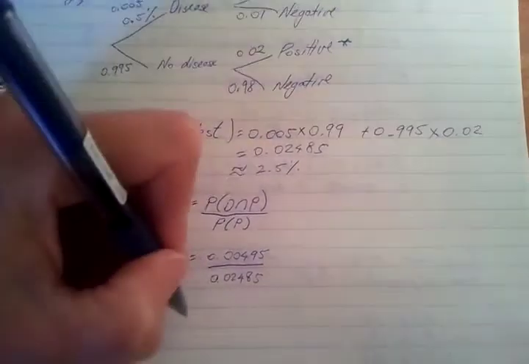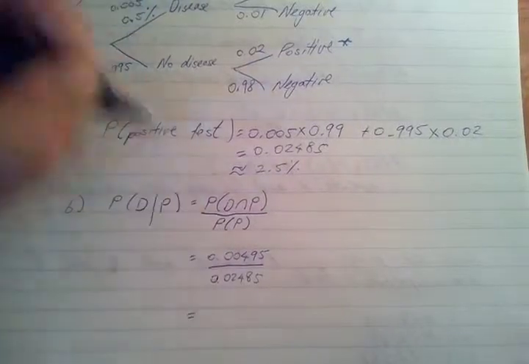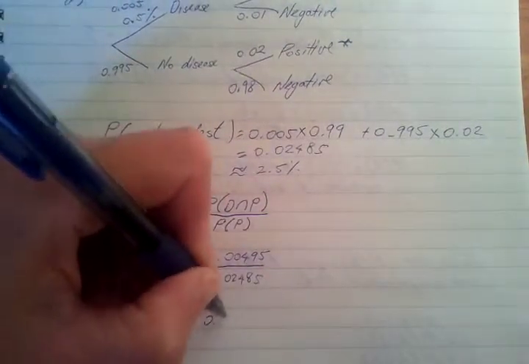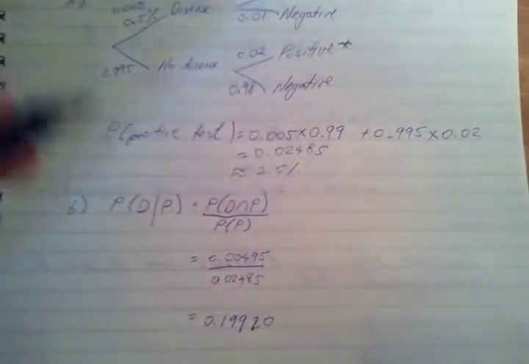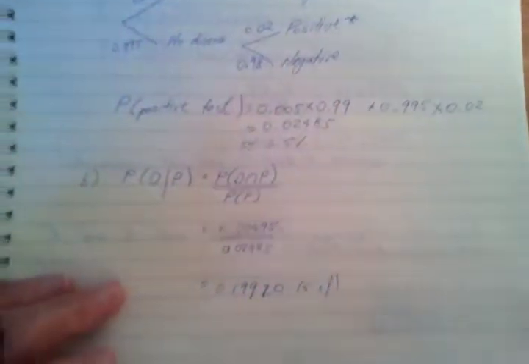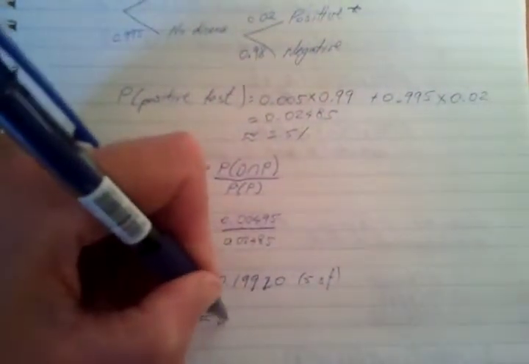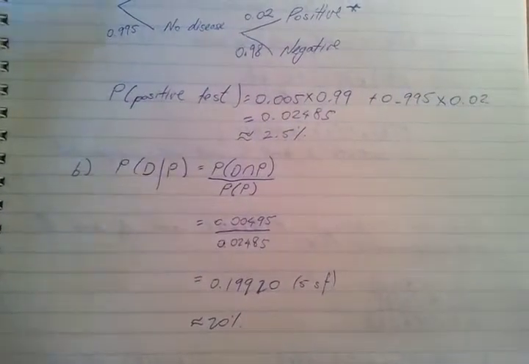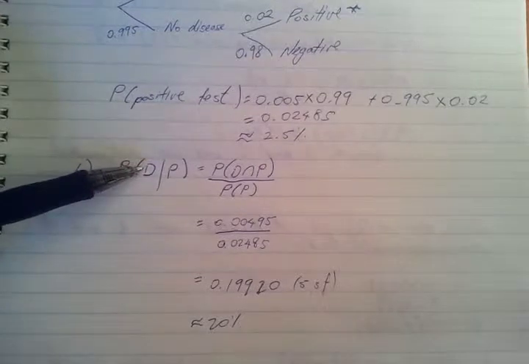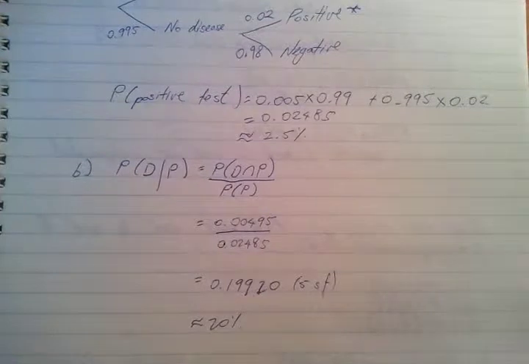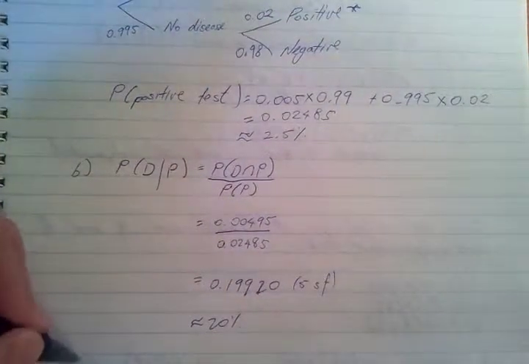Now if we divide those out, 0.00495 by 0.02485, then we end up with an answer that says the conditional probability is 0.19920 in fact, to 5 significant figures. Alright, so approximately 20%. So this is saying that she's tested positive for the disease. What's the probability that she actually has the disease? It's about 20%. And that leads us to part C, which asked us to comment on our answer to part B.